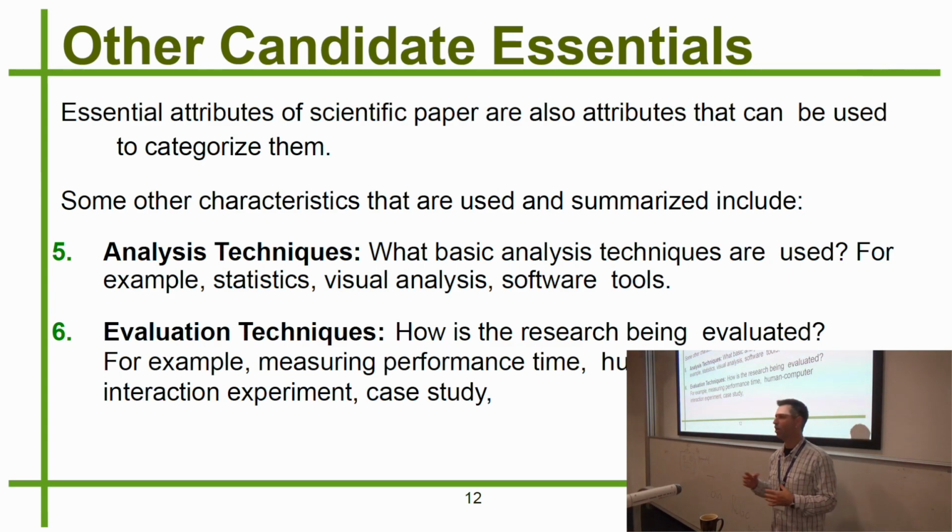If you have a special project you're working on, a special kind of literature review, you might add some other ingredients that you think are really important. Like analysis techniques. What basic analysis techniques are used? Is it statistical methods, visual analysis, software tools? That could be something. This is important, the evaluation techniques. How is the research being evaluated? For example, measuring performance time, human-computer interaction experiment, or a case study. That's important information. That is part of coursework 1.